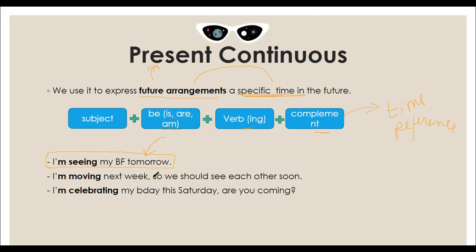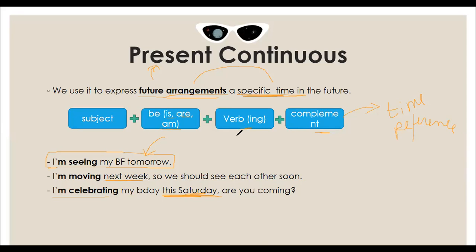I'm moving next week, another time reference. I'm moving next week, so we should see each other soon. So next week, everything is planned, everything is ready for me to move. So I'm moving next week. And I'm celebrating my birthday this Saturday. Again, time reference. Are you coming? I'm celebrating. So yes, like you mentioned, Miss Josefa Fontaine, these events are going to happen, yes or yes, because they are arrangements. So we had a full conversation about this before.